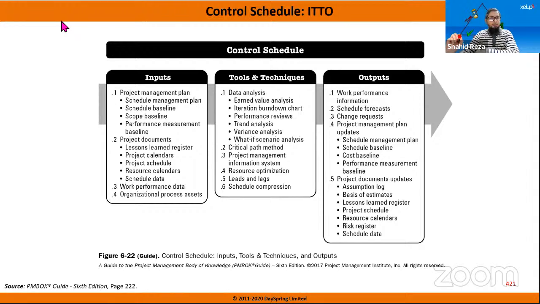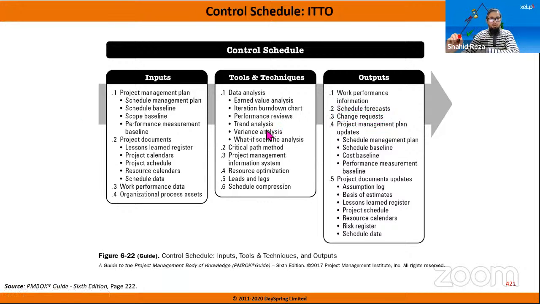All right. So what happens after doing control schedule? At any stage, if we keep the schedule updated, we can forecast whether we are going to meet the schedule or not. Another very important thing is change requests. If any new task comes up, or if you see you are lagging behind, or some resources are sick or have left the project, then through a change request we have to update the schedule baseline. All right, so these are the main inputs, tools, techniques, and outputs of control schedule.